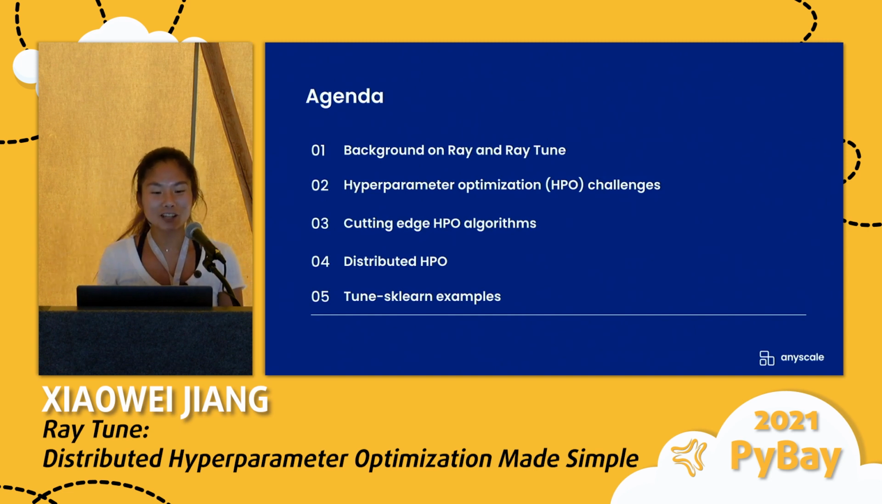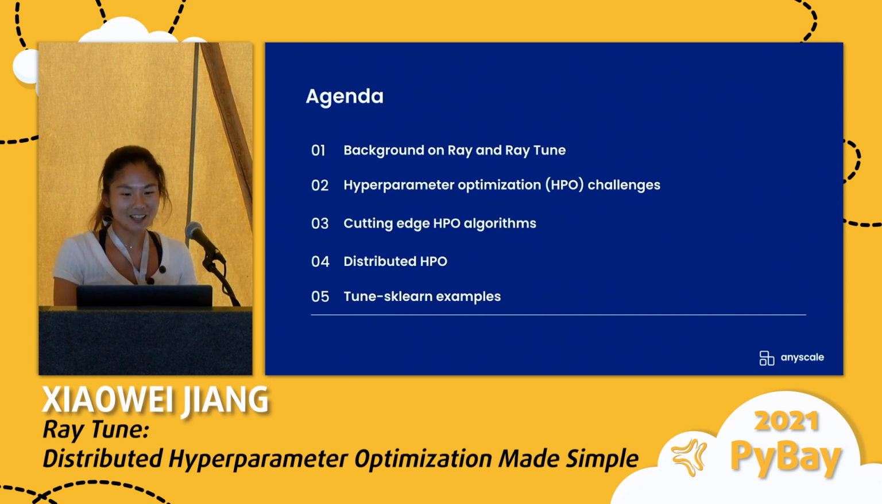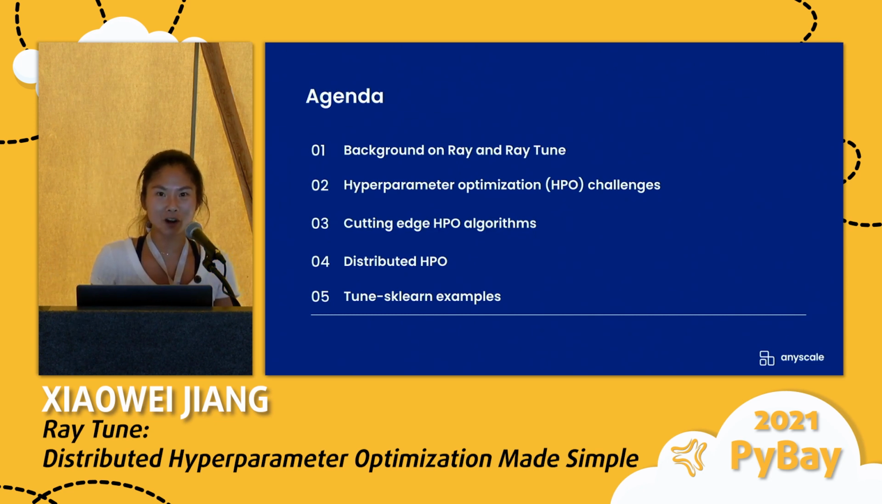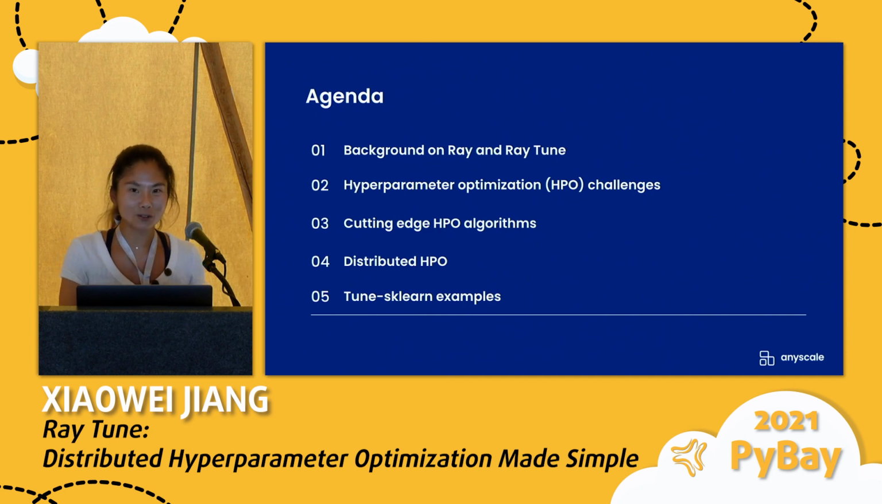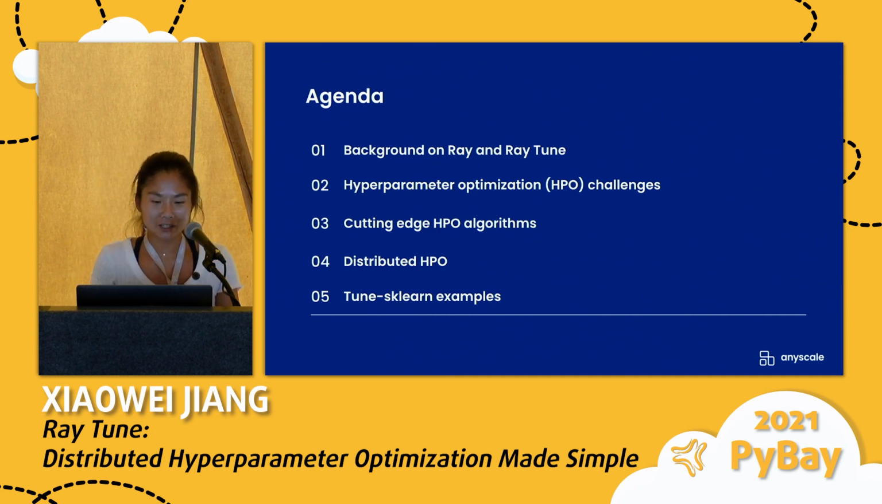OK, this is the agenda for today. First, we're going to go through some background on Ray and RayTune, as well as some challenges in hyperparameter optimization, also known as HPO. Next, we're going to go through some cutting-edge HPO algorithms offered by RayTune. And we're also going to go through how RayTune does distributed HPO. And next, we're going to look at how RayTune fits nicely into the whole machine learning ecosystem by looking at a tune-sklearn example. We're also going to show some Python code as well as a short demo to showcase the concept. So stay tuned.